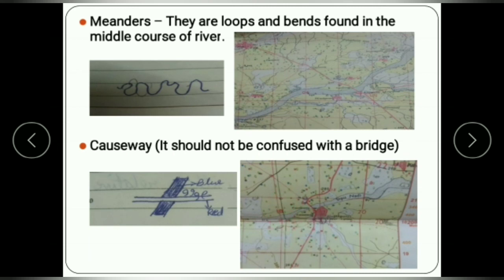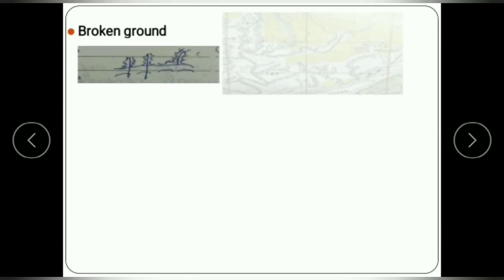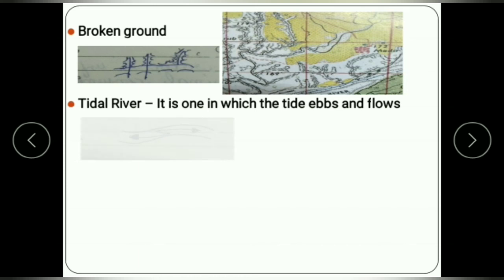Next, broken ground. Broken ground is formed generally beside the river, and is the result of the wet and dry periods. Okay, so wherever the broken ground is given, you will find that wasteland is also there, where no agriculture or any cultivation activities can be operated. Next, tidal river, it is one in which the tide ebbs and flows. So these are shown in this manner.